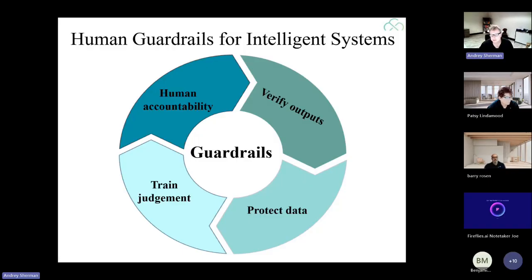And trained judgment is basically the same thing: everybody on your team should be trained to have a critical view on what AI reports, and then protect the data.